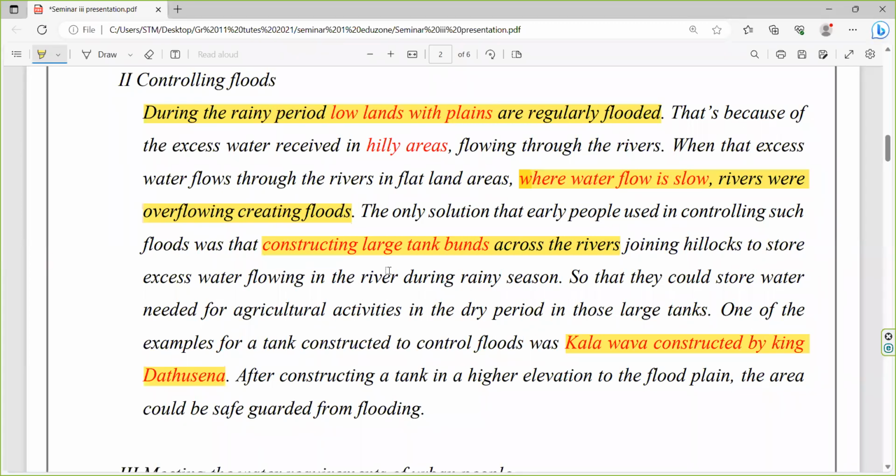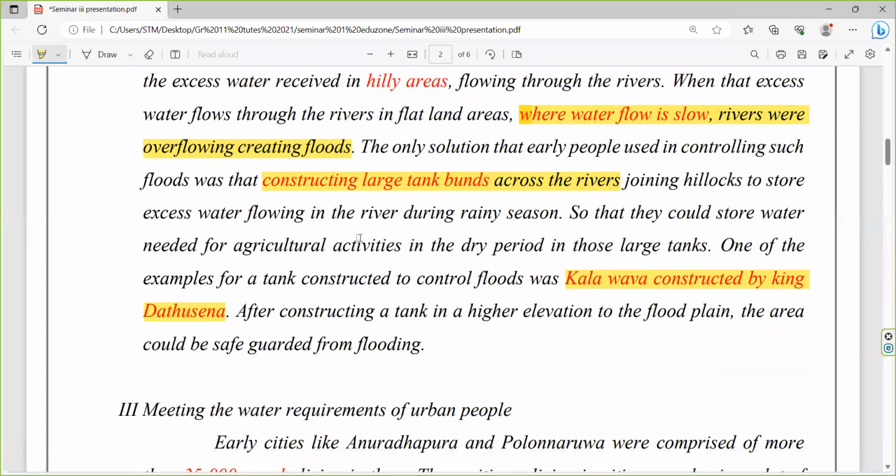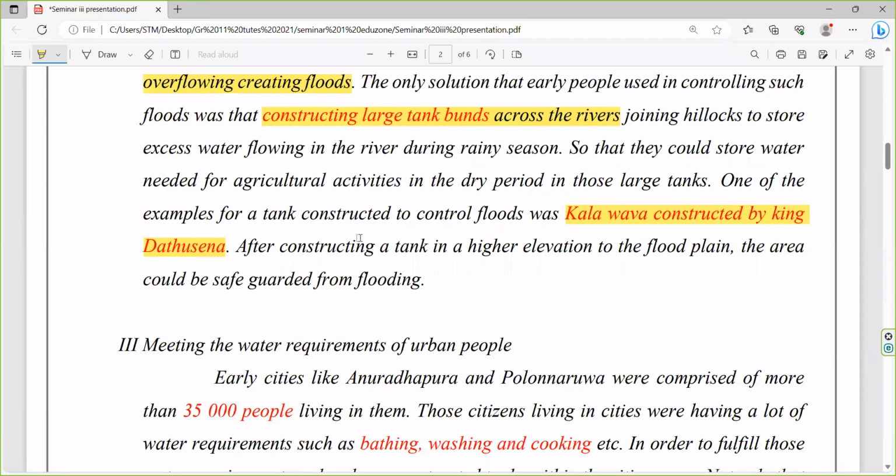So that's a shortcut. At the beginning, I'm not going to introduce that shortcut to you because you have to study the entire syllabus. Okay. What is the third heading? Meeting the water requirements of urban people. So you must tell about these things when writing these answers.